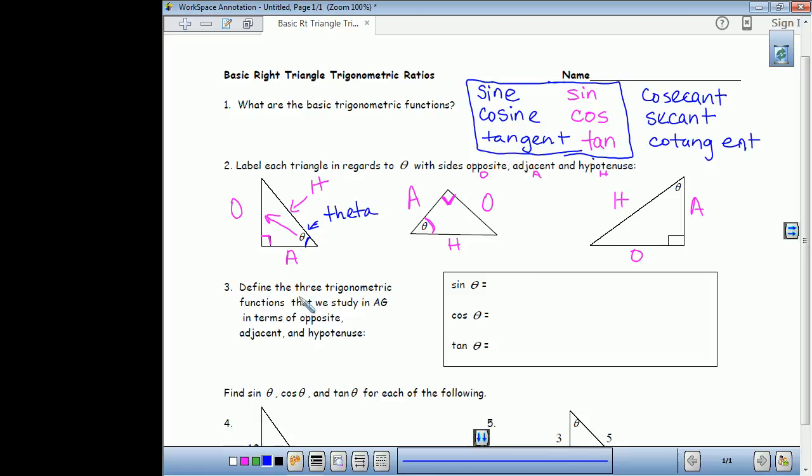Okay, now we're going to look at our 3 trig functions, or the ratios that we're going to study in analytic geometry. So a ratio just means a fraction, right? Okay, so sine is just the ratio of the opposite side to the hypotenuse. And I just usually say O over H to abbreviate.